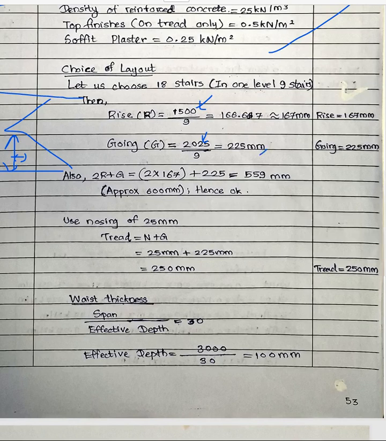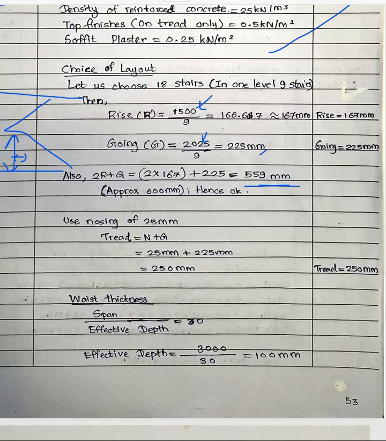Afterward, we want to check first the geometric check. For that check, 2r plus g is equal to 2 times the r value, 167, plus the g value, 225. So we find 559 millimeter. Approximately this is 600 millimeter. So 2r plus g is approximately equal to 600 millimeter. This is the geometric check.